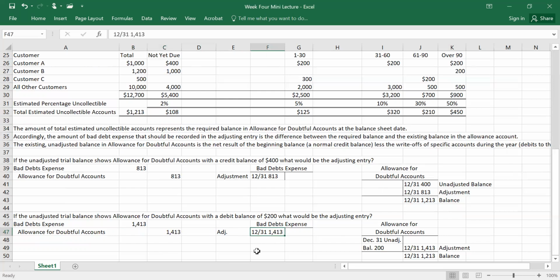We show that adjustment in bad debt expense with a debit of 1,413. The adjustment, of course, in allowance for doubtful accounts is a credit of 1,413, and that would give us this balance that we want in allowance for doubtful accounts of $1,213. 1,413 minus 200 would be 1,213. Okay, so that takes care of the accounts receivable portion.